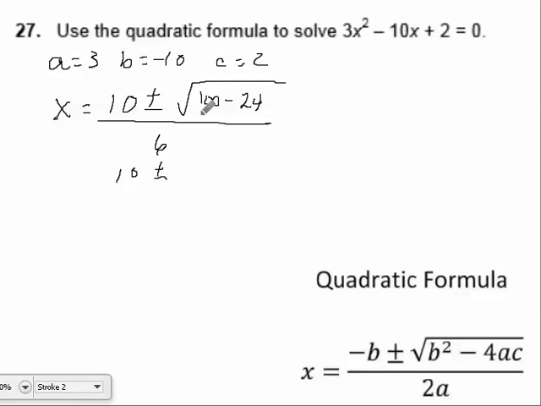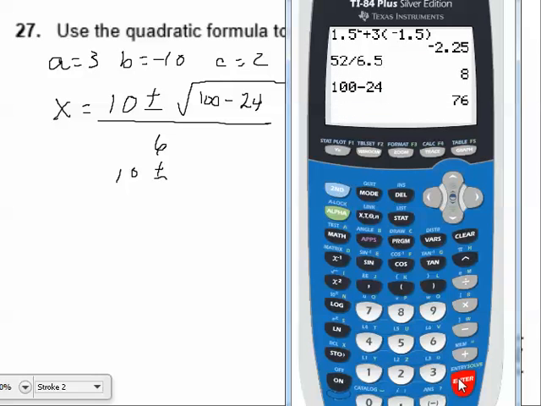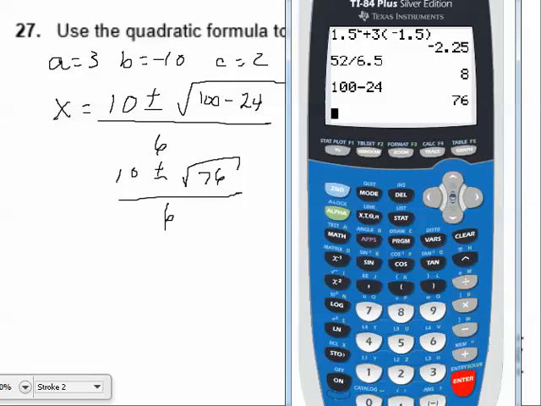Okay, so that's 10 plus or minus 100 minus 24. Let's see here. Use my calculator here because I'm really bad at this. 100 minus 24 equals 76. So I'm going to take 10 plus or minus the square root of 76 divided by 6. Let's see here, 76 divided by 4 is 19. Cool. Thank you. Okay.